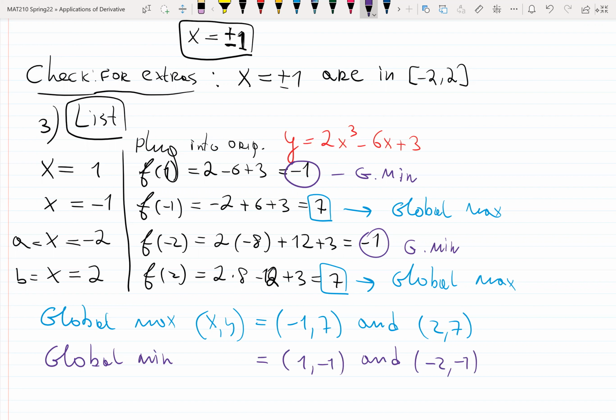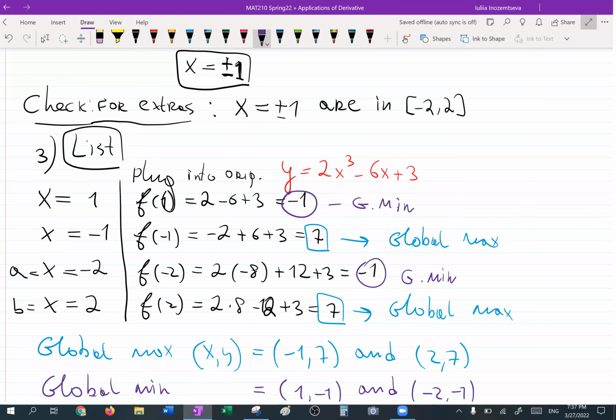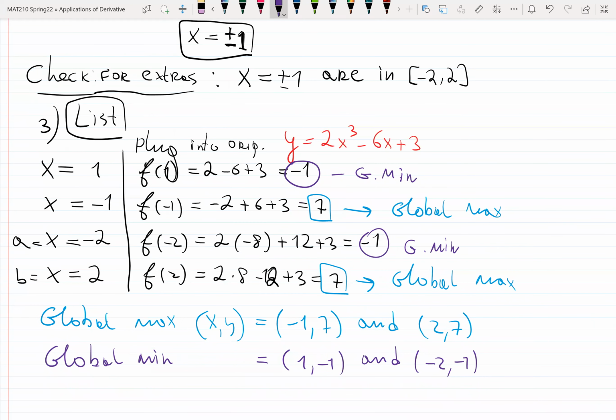Can you do this problem on a test? What do you think of that? Can you do this problem on the test? Let me check the chat. That's good. Okay.